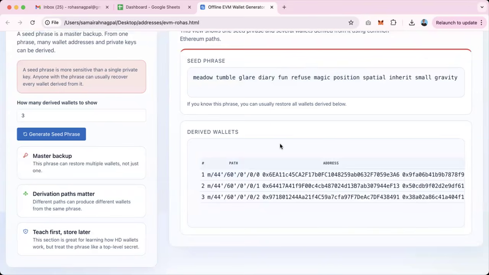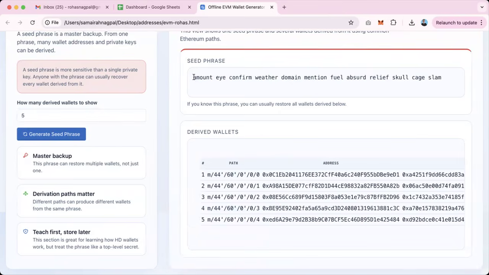Once it has derived these words that you can see, it starts to derive wallets. Because I said 3, it gave me 1, 2, 3. Now, let's say instead I say 5. I regenerate. Obviously, the seed phrase has changed, and now it shows me 5 wallets. Like this, I can generate unlimited wallets. I can say 5,000 and it'll generate 5,000.